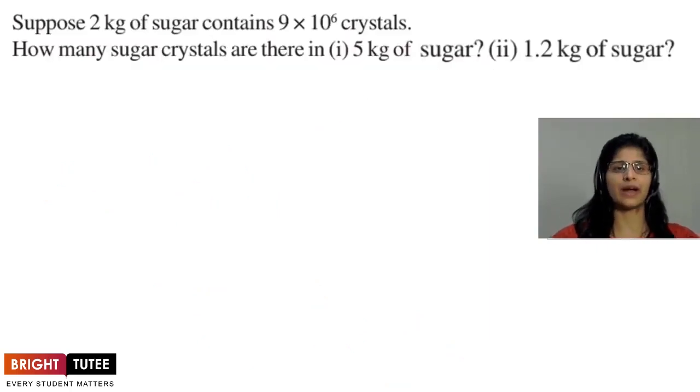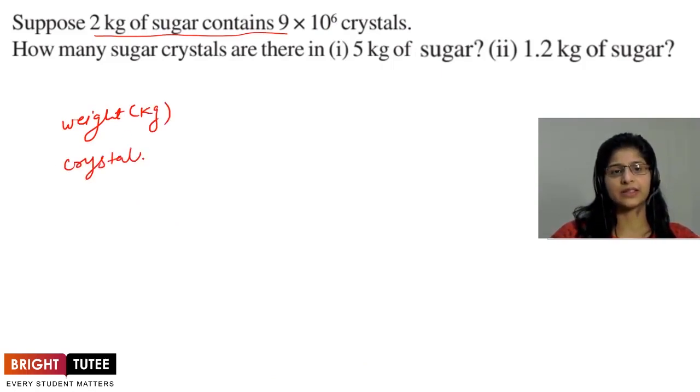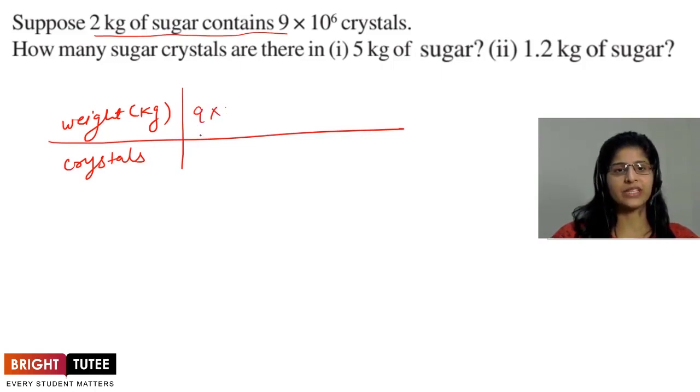Now in the next part, this is a really important question, pay attention to it. It says, suppose 2 kilogram of sugar contains 9 into 10 to the power 6 crystals. So we'll write weight, that is in kilogram, and we will write crystals here. So when the weight is 9 into... okay, weight is 2 only.